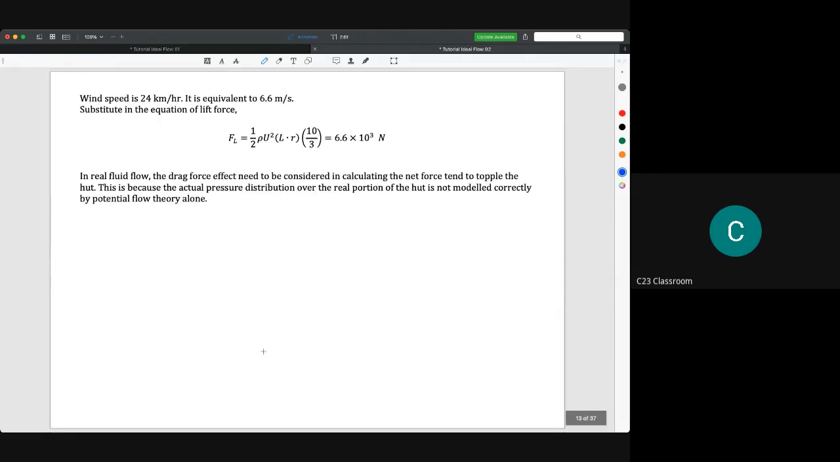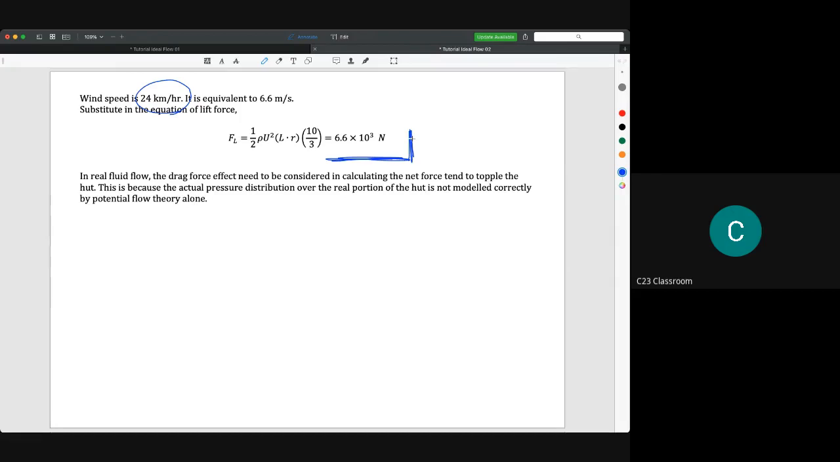When we substitute all the values, please make sure that you convert this value of 24 kilometer per hour to SI unit, so it becomes 6.6 meter per second. So you could calculate that the lift force that occurs is 6.6 times 10 to the power of 3 Newton.